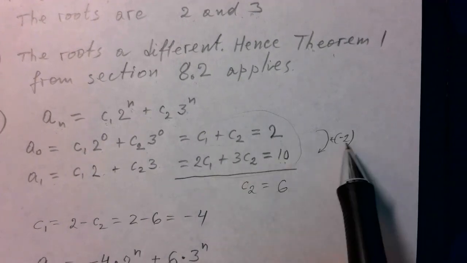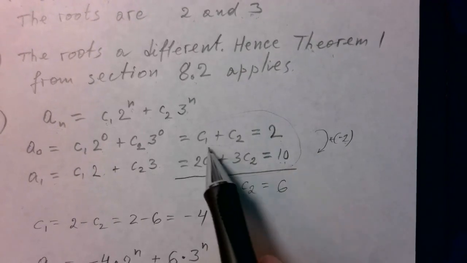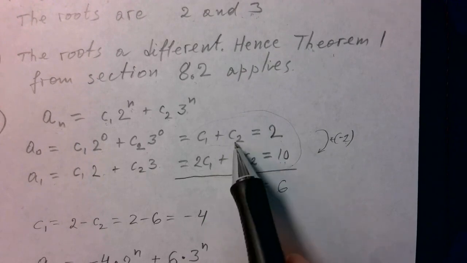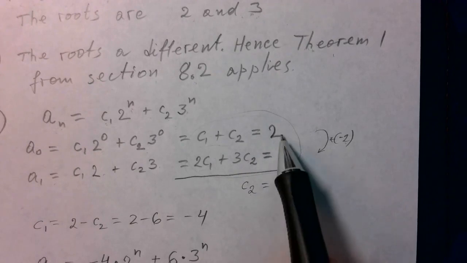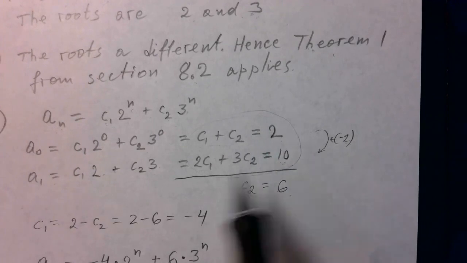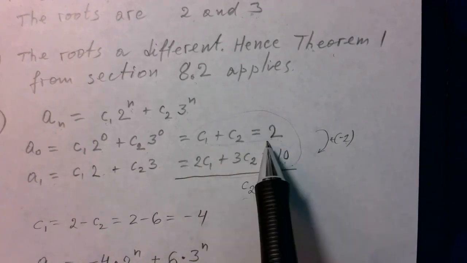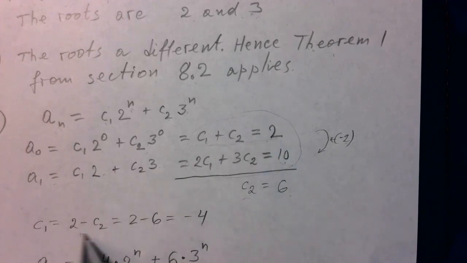Multiply the first equation by -2 and add the result to the second equation. You'll get 0, and this will be 3c_2 - 2c_2, so just c_2. -4 plus 10 is 6, so c_2 is 6, and c_1 can be computed from the first equation. 2 minus c_2 is c_1, so c_1 is 4.